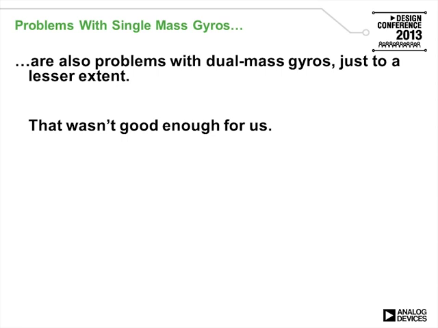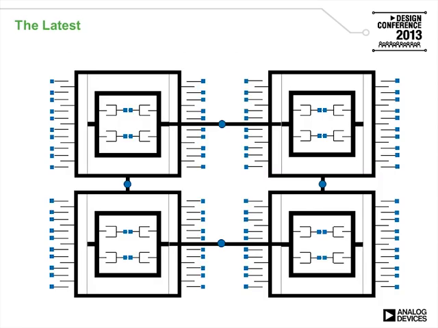So if we'd like to improve upon this even further, which we did want to do, the next logical step was, yes, you guessed it, put four masses together and cross-quad couple them so that they can only move in response to differential signals like rotation, and they cannot move due to common mode signals. So this design has actually allowed us to achieve excellent vibration and acceleration rejection in our latest line of gyroscopes.